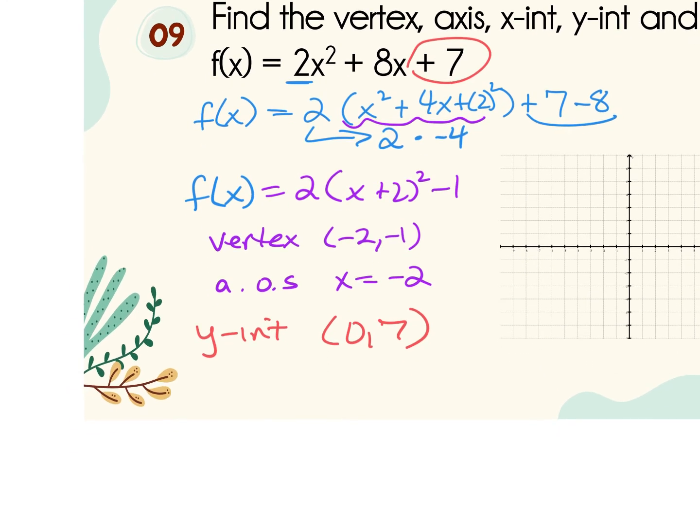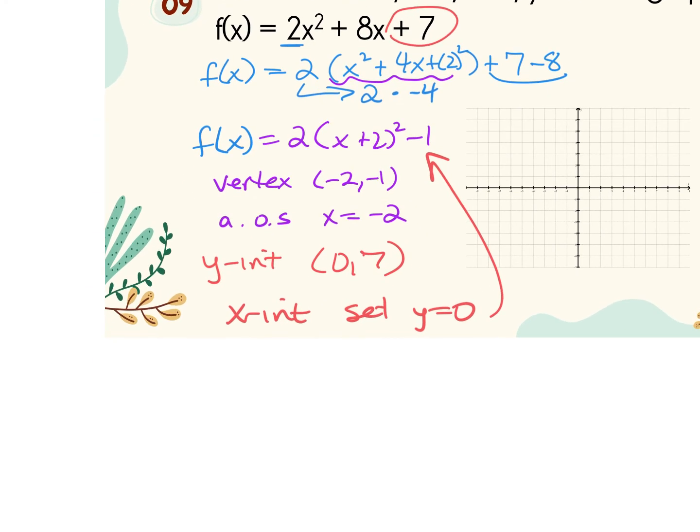And now to find my x-intercepts, I need to set y equal to 0. And again, I'm going to use my newly formed standard form. It's a lot easier. I can just use the square root method. Now, if my original function could have been factored, I would have factored that. I could have also done the quadratic formula to find the x-intercepts. But again, it's a lot easier just to use my vertex form.